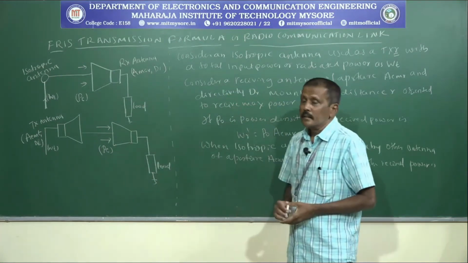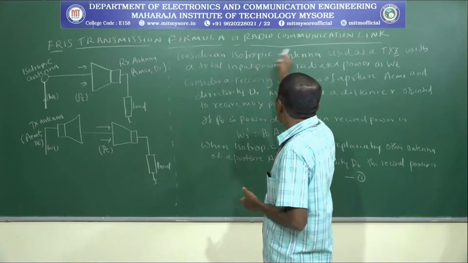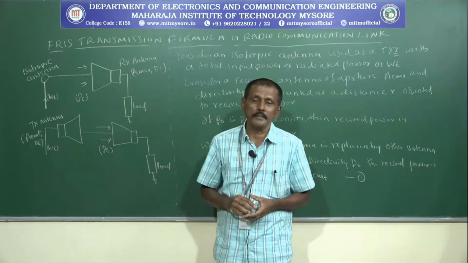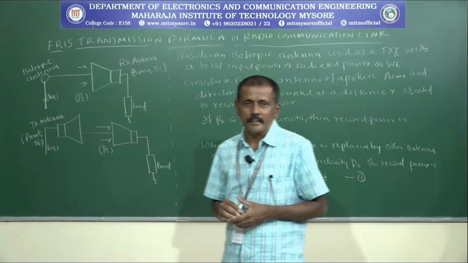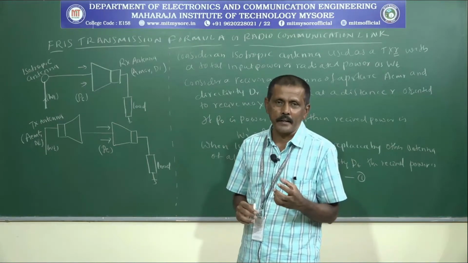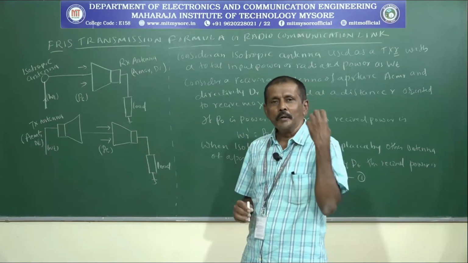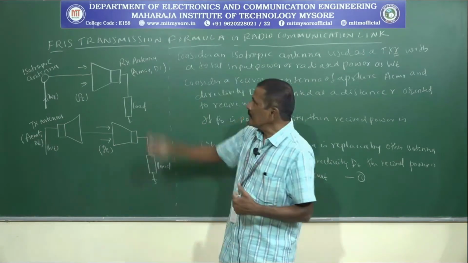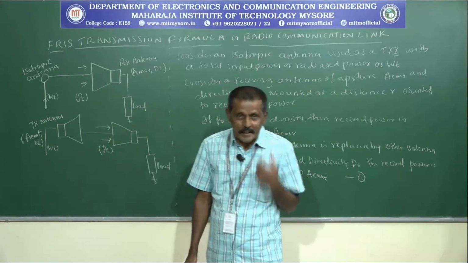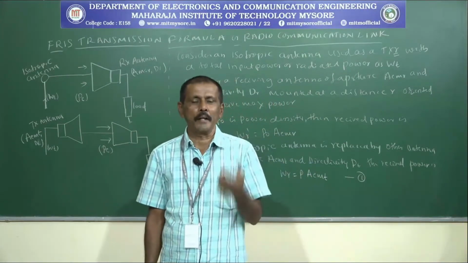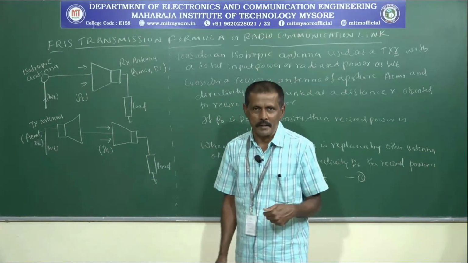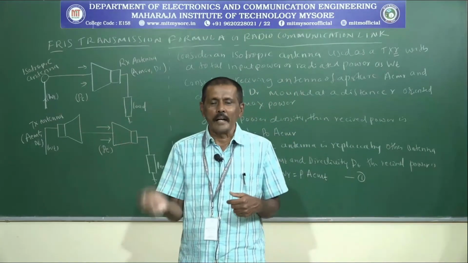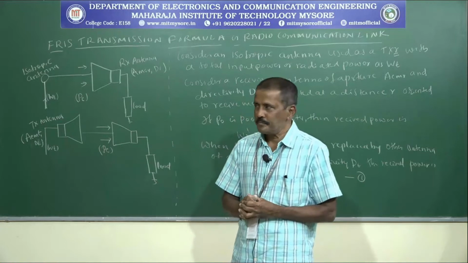Now consider the Friis transmission formula, or a radio communication link. What this formula is indicating is the capacity of a particular antenna to give a power at a certain distance for a given input power. The Friis transmission formula specifies the capacity of an antenna: for a given input power, how much power this antenna will give at a distance r from the antenna.